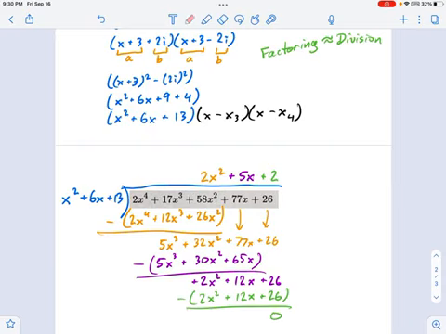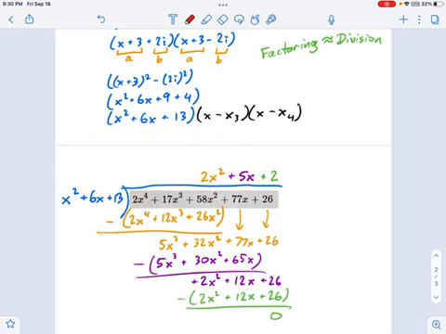You get these two terms right here, and then you carry down. And then we start over, right? So it becomes 5x cubed divided by x squared. Well, that's just 5x. And then you multiply back down, 5x times this entire thing right here. So it becomes what you see in parentheses, 5x cubed plus 30x squared plus 65x. And then we subtract, and we get this term, plus 2x squared plus 12x plus 26.